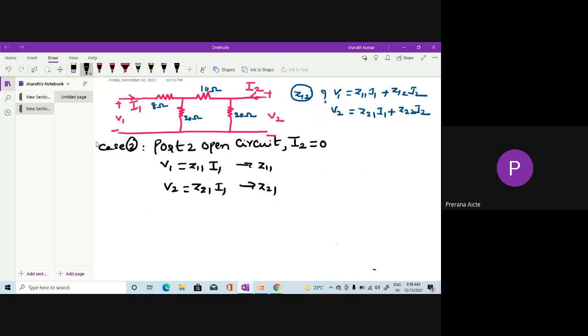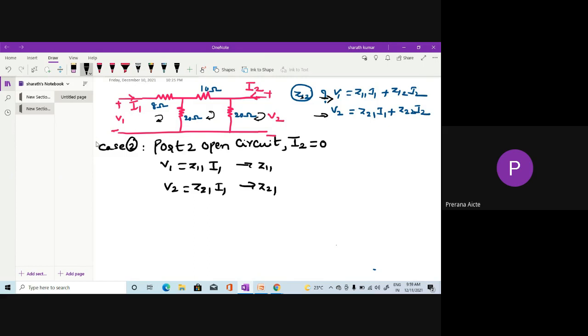If you approach mesh analysis, here you will get one equation, here you will get another one, here another one. This causes some confusion, and if you skip any notation, plus or minus, then the entire answer will be wrong. So in order to avoid that confusion, we just follow the basic two-port network procedure. From this port 2 open, you will get two parameters, Z11 and Z21.